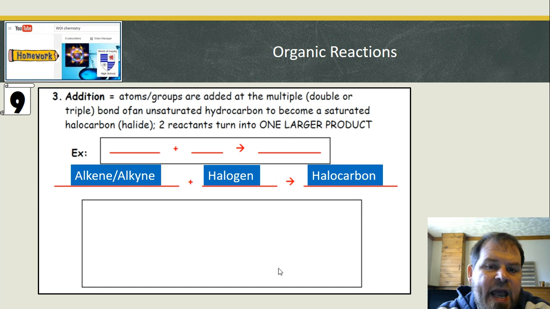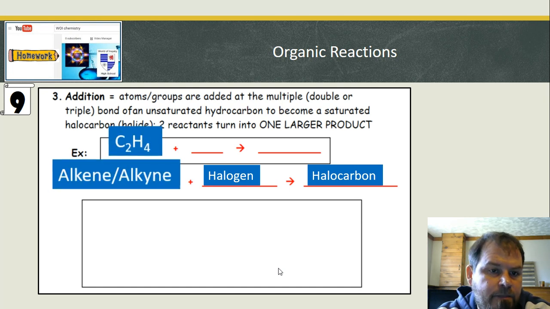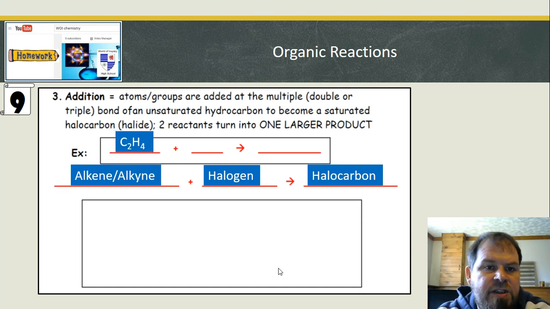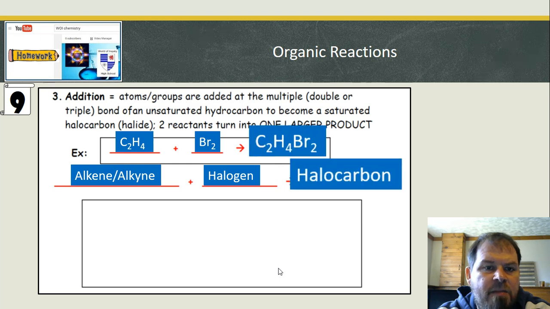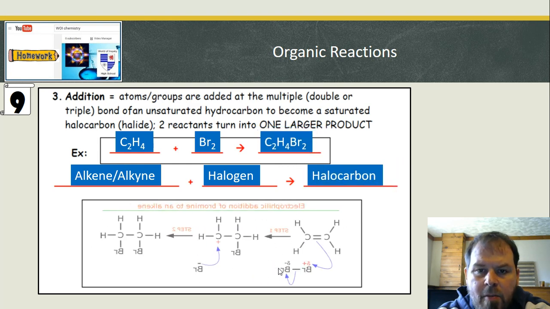And then we add it to a halogen, which is generally diatomic, right? Because most of the halogens are diatomic. And I just create a halocarbon. I'm literally just going to break the double bond and add the halogen on. So here's an alkene, C2H4 is ethene. Halogen Br2, right? It could be Cl2, could be I2, could be F2. And then I'm just literally going to make one big halocarbon with 2 bromides on it.